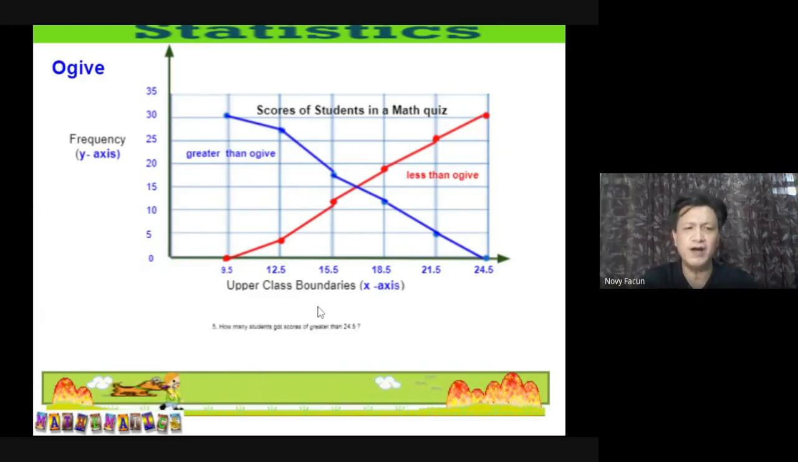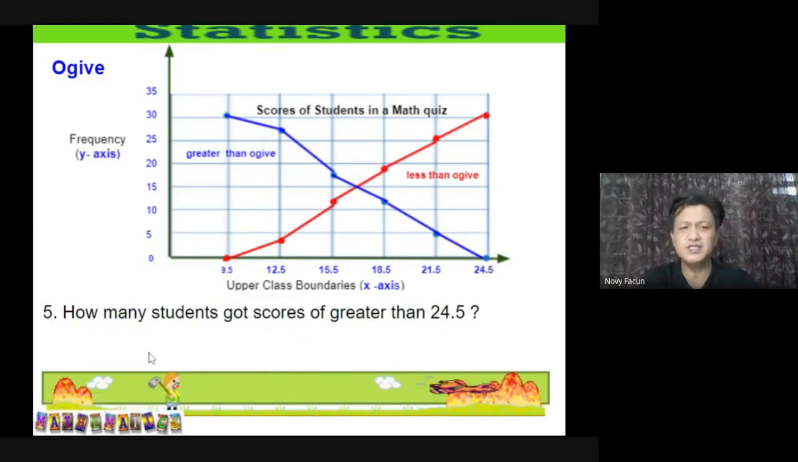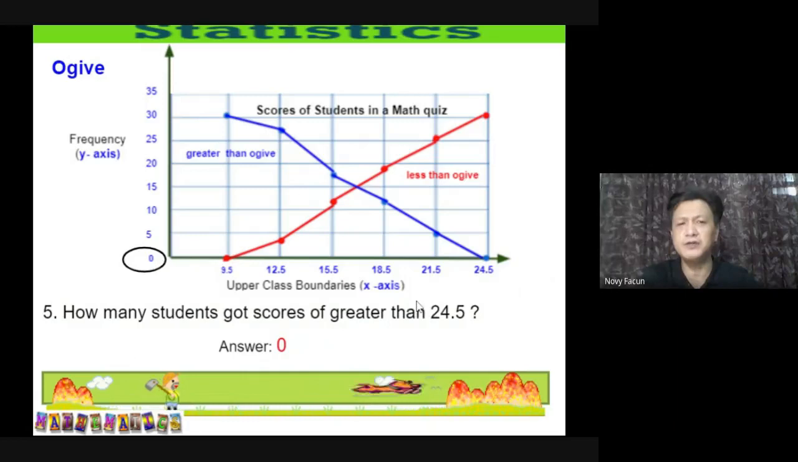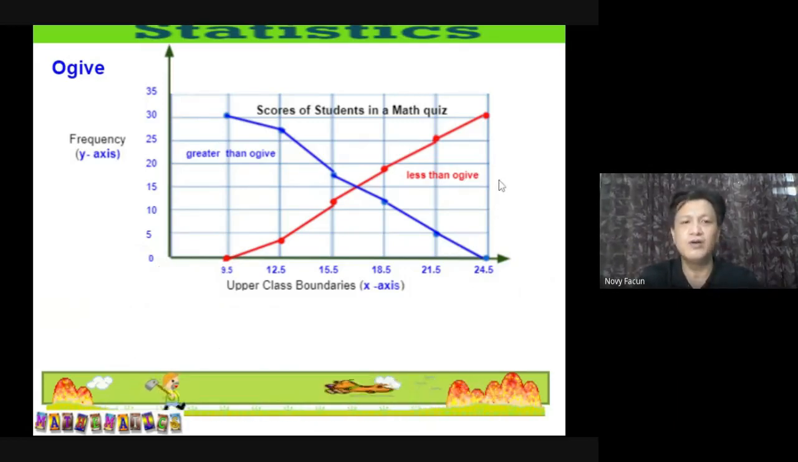And then for number 5, how many students got scores of greater than 24.5? Okay, di ba? Greater than yung blue natin. If this is 24.5, tignan mo yun, di ba? Ano yung number pag tinaas mo dyan? Pero take note, 24.5, ito siya, di ba? Okay, so ibig sabihin 0 siya. Di ba? Kaya walang estudyante nakakuha dyan. That is the y coordinates kasi. Okay, so ganun lang kung paano mag-interpret using the ogive, yung chart na to.